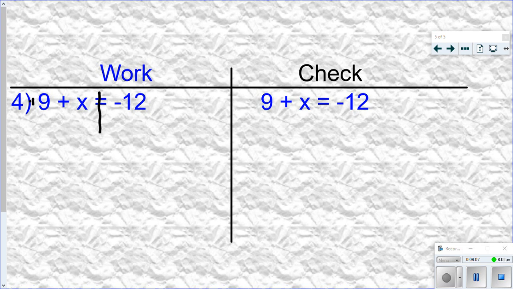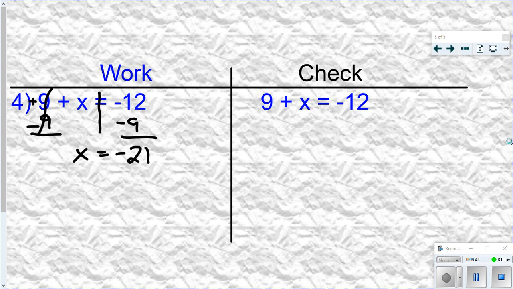We don't write the positive symbol in front of a positive number because we just assume that it's positive if there's not a negative sign there. But if we were going to put a symbol there, it'd be this symbol. And so what's the opposite of that symbol? It's that symbol. So we're going to do 9 minus 9. Again, don't forget, whatever you do to one side, you got to do to the other. So 9 minus 9 is 0. That gets me my x all alone. Negative 12 minus 9 is negative 21.